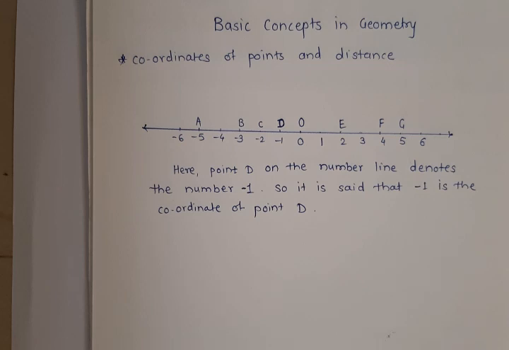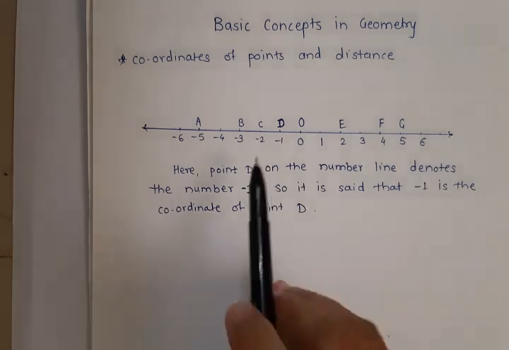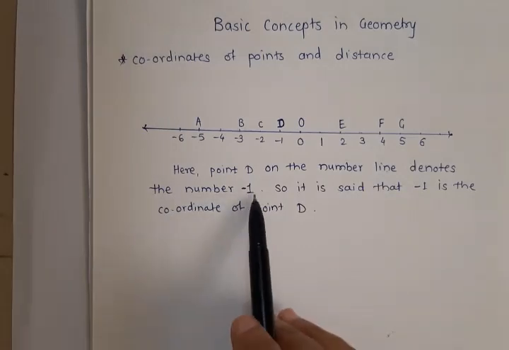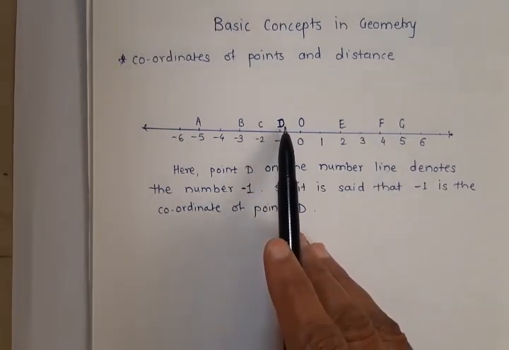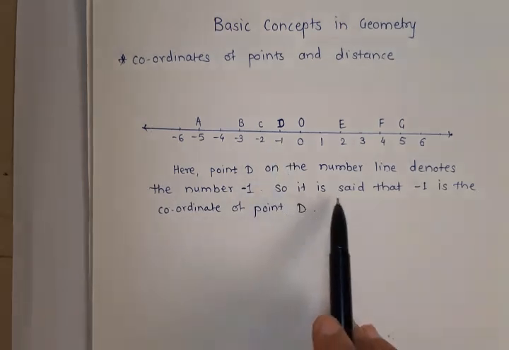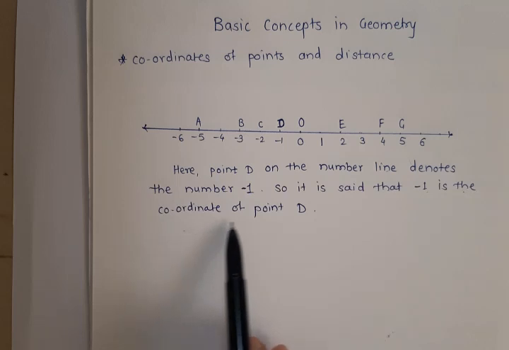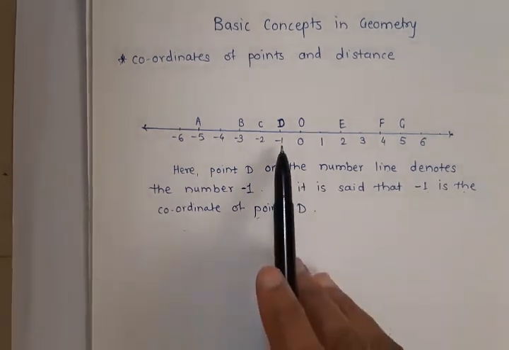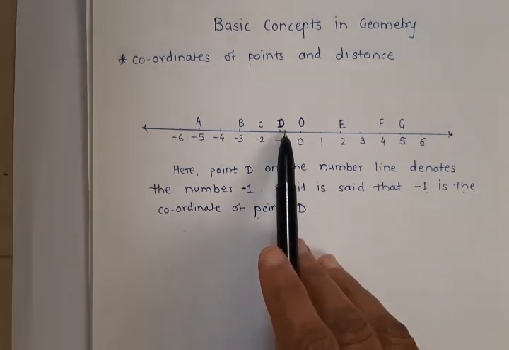Now we are going to discuss coordinates of points and distance. If you look at the diagram, we can observe the number line. On that number line, we can see that some numbers are there and they are represented by some letters. Here point D on the number line denotes the number -1. So it is said that -1 is the coordinate of point D.